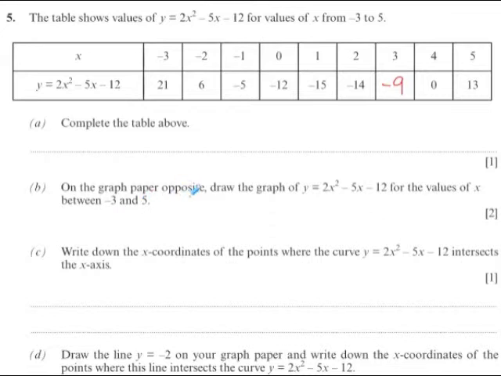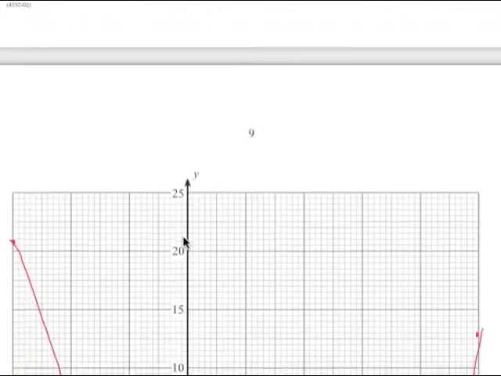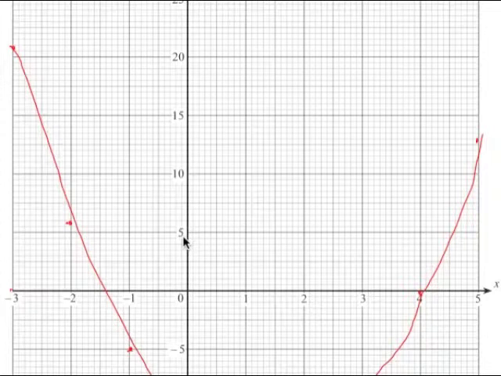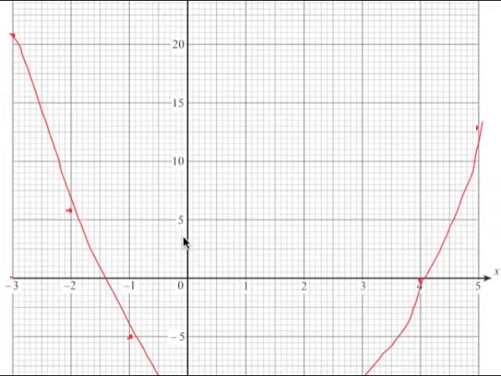On the graph paper opposite, draw the graph of y equals 2x squared minus 5x minus 12 for the values of x between -3 and 5. So using what you've got up there, draw the graph. Now, to save time, I've actually done this in advance. So looking at the graph, you just need to be a bit careful about what the units represent.